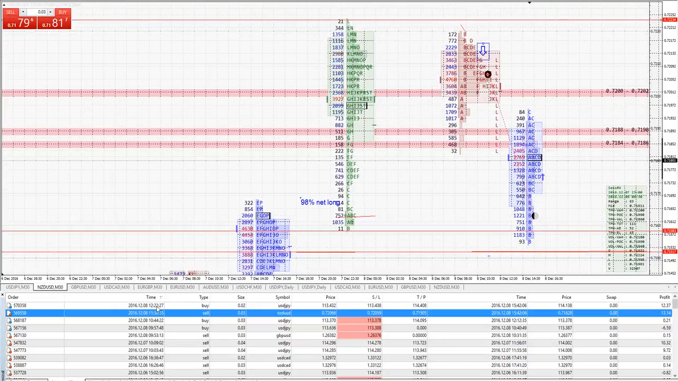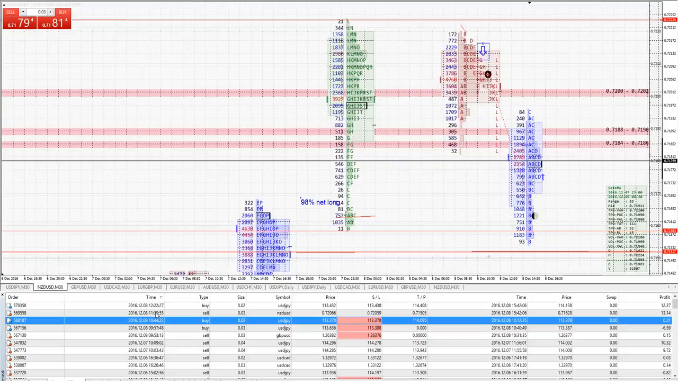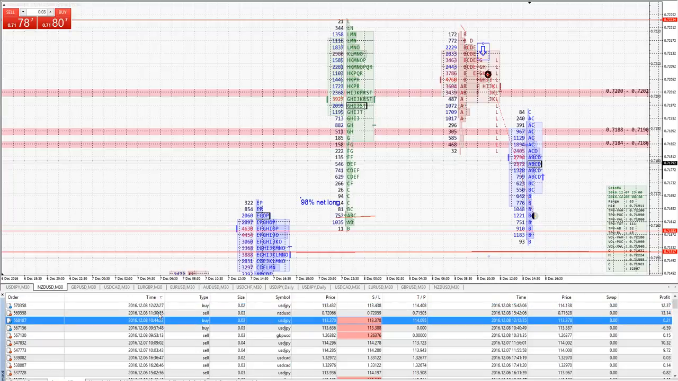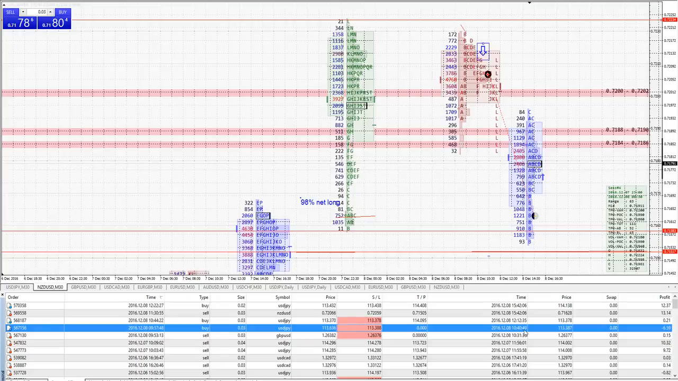For example, this is, as you see, my live trading here. As you see here, it's December 8th. I was trying to buy the Japanese yen. This was my first attempt to buy, right?